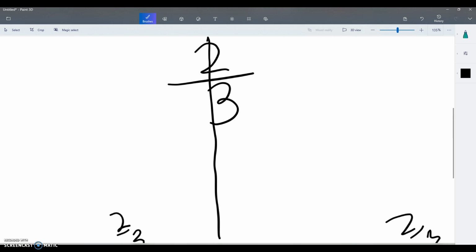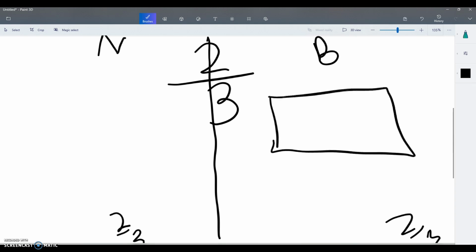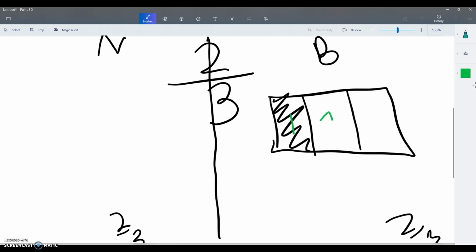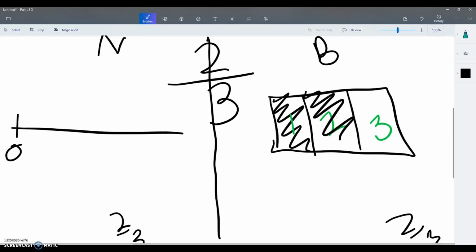Alright, so here's the number line and the bar. The bar is gonna be first because it's easier. 1, 2, 3, and then we gotta do 1, 2, 3, then 2. Then on the number line, 2/3 would be, take the 0 and 1, we need that. And then 1, 2, 3.